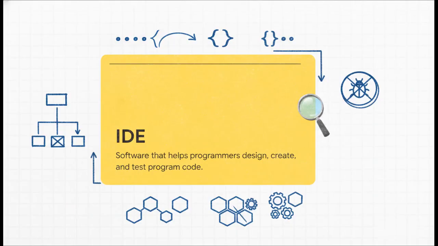And the crucial point here is getting this definition exactly right for the examiner. An integrated development environment is software that helps programmers design, create, and test program code. In our case, we're looking at Visual Studio Community 2019. It gives the programmer this incredible suite of tools to write algorithms, autocomplete syntax, and instantly debug errors, all within a single, unified workspace. Basically, it's your command center.